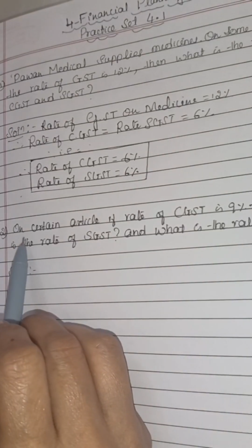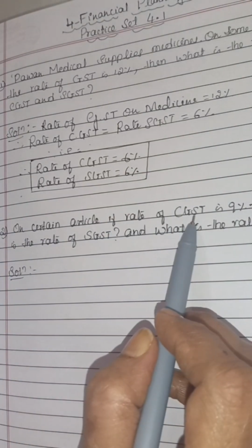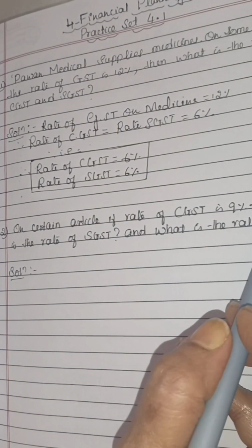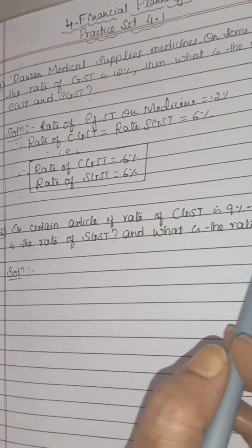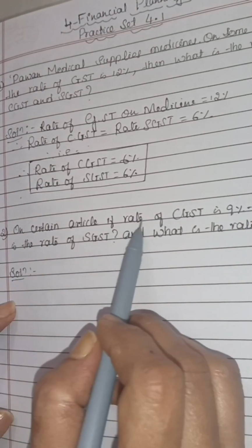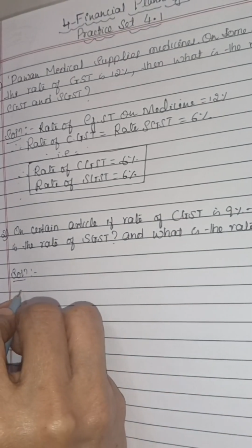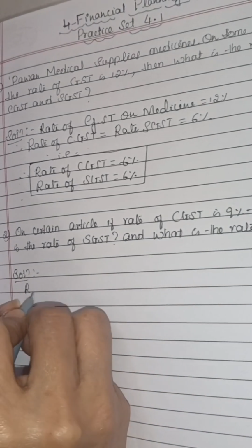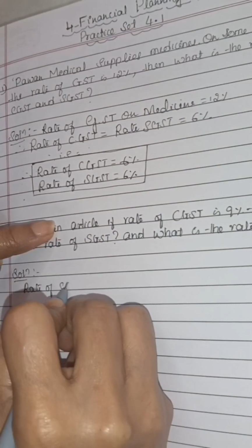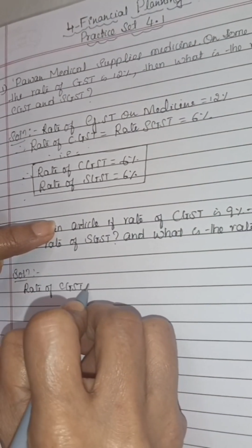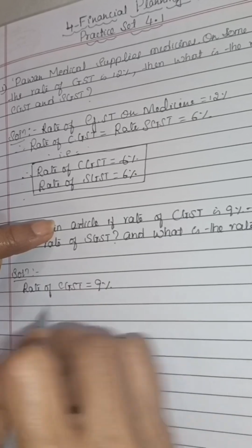Question number 2. On a certain article, if the rate of CGST is 9%, then what is the rate of SGST and what is the rate of GST? Here it is given that the rate of CGST is 9%.